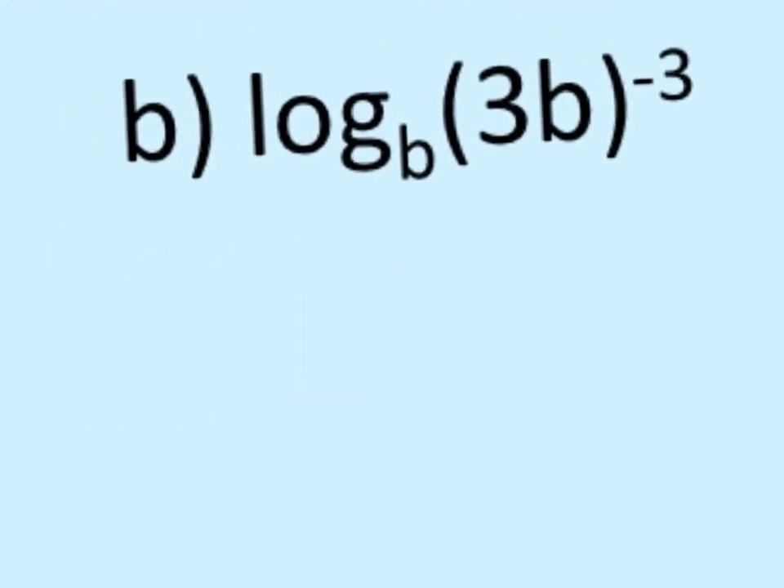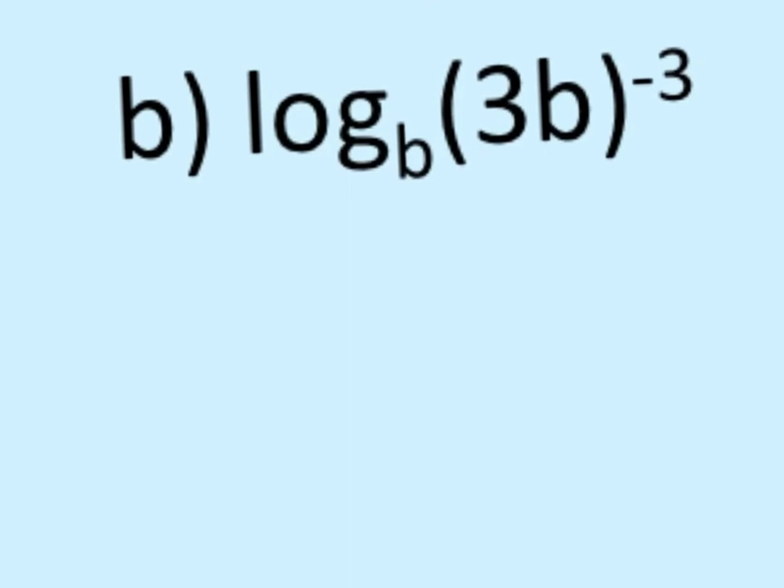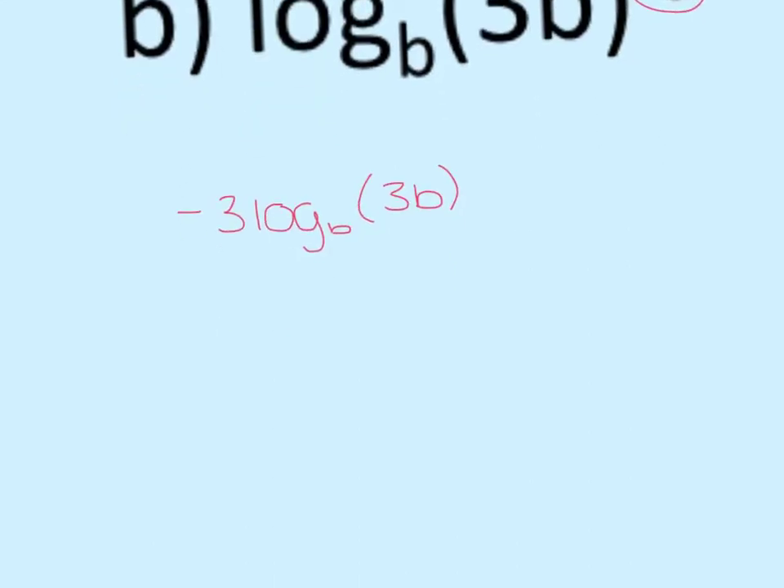Let's take a look at b. Okay, we want to do the same thing. We're going to break it up. I'm going to begin doing this one by pulling the negative 3 to the front. So that's negative 3 log base b, 3 times b. Now I'm going to break it up through addition. So just like I did before. So that's going to be negative 3 log base b of 3, and that's minus 3 log base b of b. But log base b of b inverses, so we're left with negative 3 times 1, negative 3.